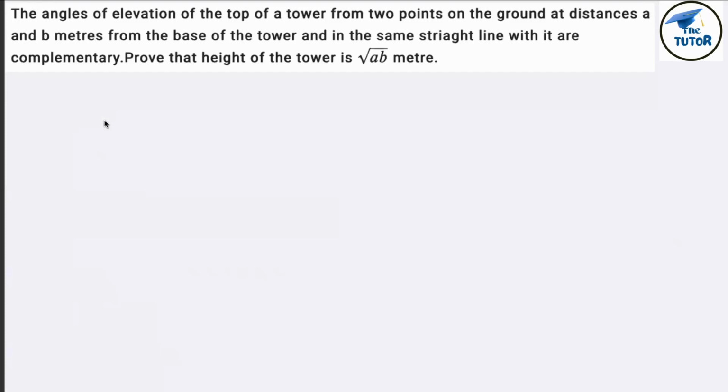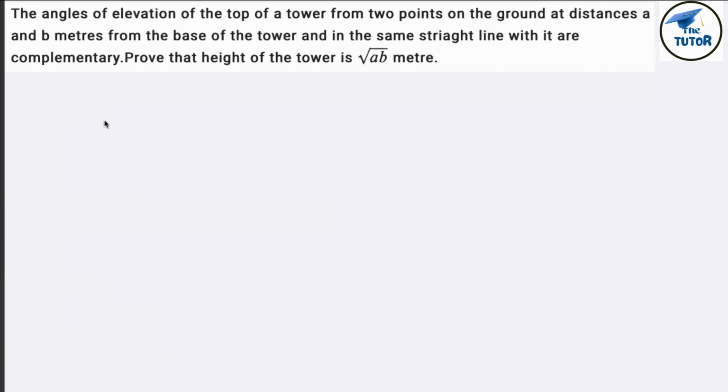The angles of elevation of the top of a tower from 2 points on the ground at distances A and B meters from the base of the tower and in the same straight line with it are complementary. Prove that the height of the tower is square root AB meters.